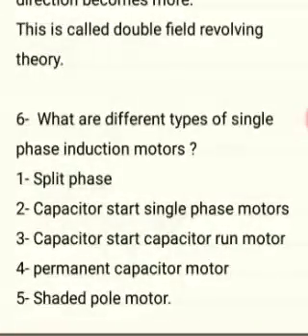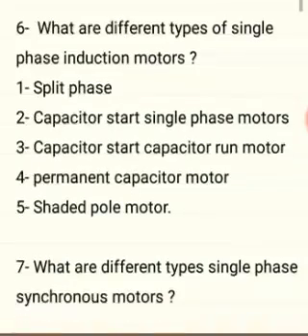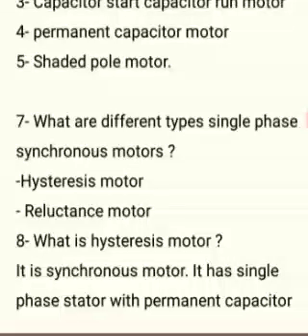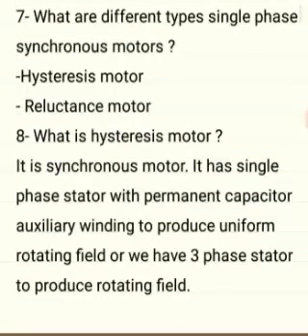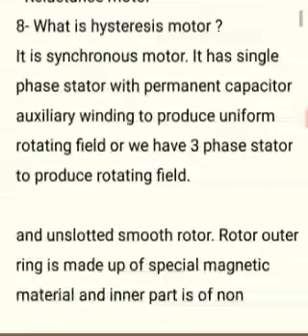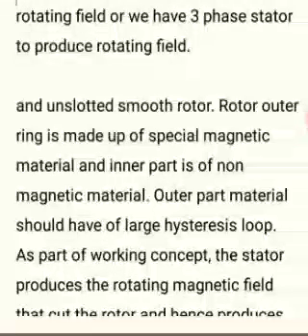What are the different types of single phase induction motors? These are split phase, capacitor start, capacitor run, permanent capacitor motor and shaded pole motor. What are the different types of single phase synchronous motors? Hysteresis motor and reluctance motors. What is a hysteresis motor? It is a synchronous motor. It has a single phase stator with a permanent capacitor auxiliary winding to produce a uniform rotating field, or we can have a three phase stator to produce the rotating field, and an unslotted smooth rotor.